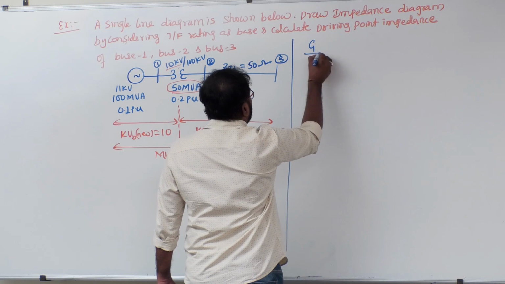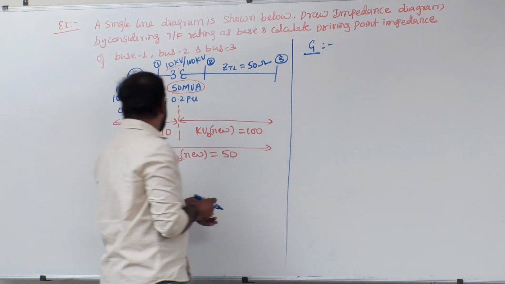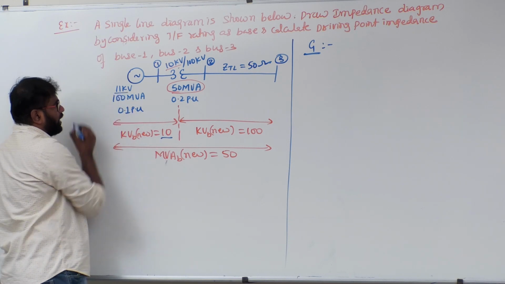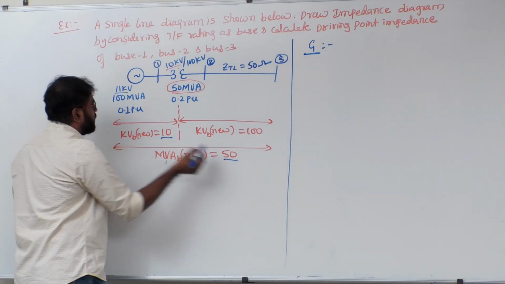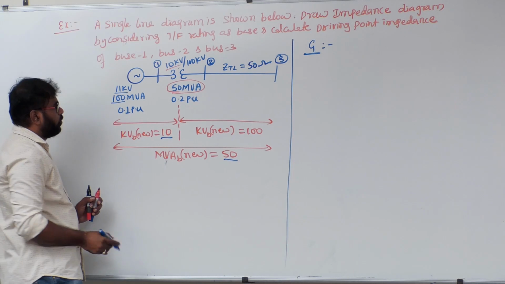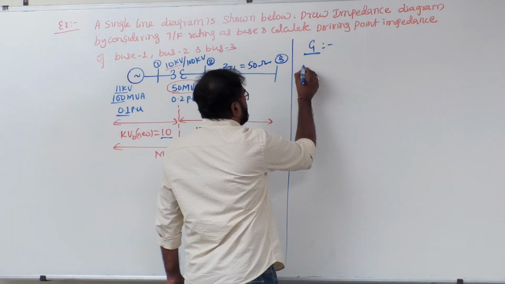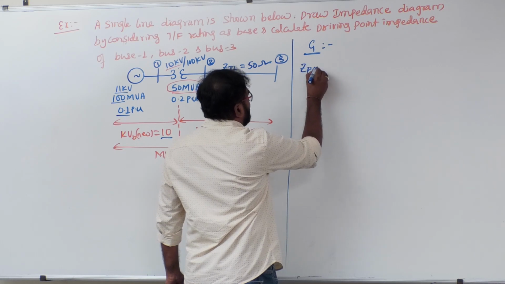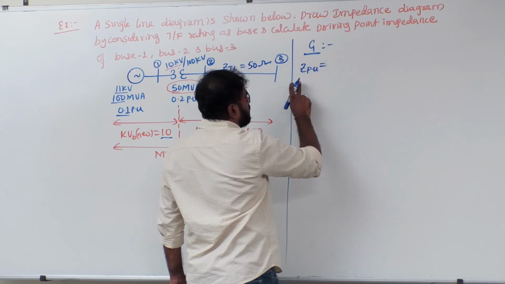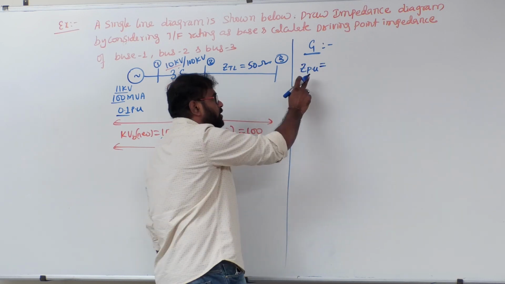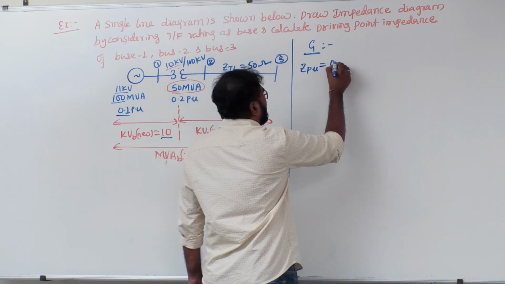First we start with the generator. What is the KVB new? 10. KVB old? 11. MVAB new? 50. MVAB old? 100. Z per unit old? 0.1. So I am writing directly, don't get confused. The generator Z per unit new by default is the new value only. I am not writing Z per unit new again. This is the new impedance.